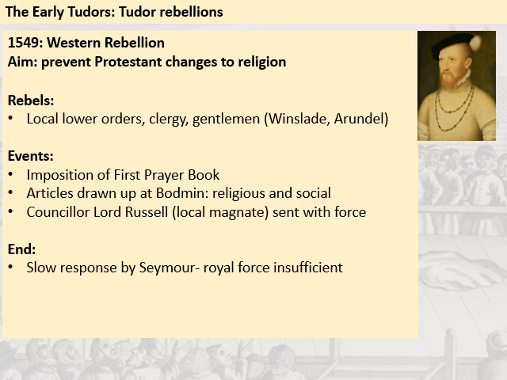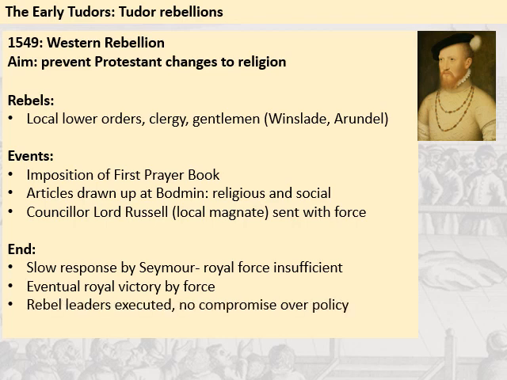But Russell's force was actually insufficient. Russell found it hard to defeat the rebels. He eventually only defeats them at the second or third time of asking, and therefore this makes the regime, and particularly Seymour himself, look weak. However, when order was restored, again we see the rebel leadership executed, and we see no compromise over policy.